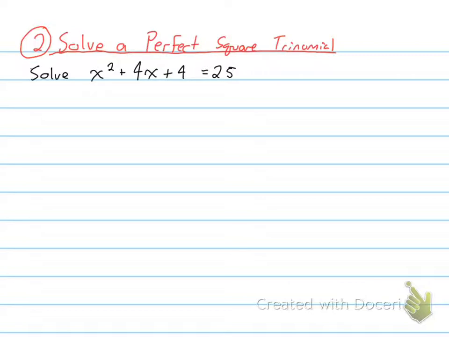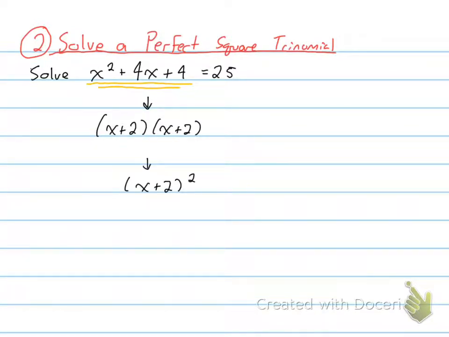Thankfully here, I notice I have a perfect square trinomial, because the one number that will multiply to give me 4 but also add to give me 4 is 2. So I could rewrite this in factored form as x plus 2 times x plus 2, or more simply, x plus 2 squared. That's what I want. I want to rewrite it to something like that. Now I could rewrite my whole equation as x plus 2 squared equals 25, and now I can solve for x because I only see it one time in that equation.